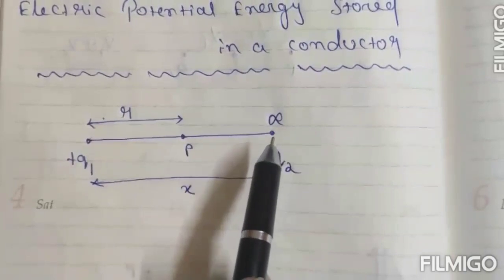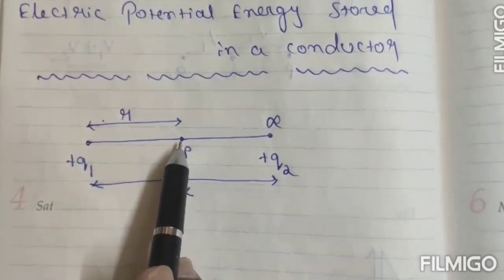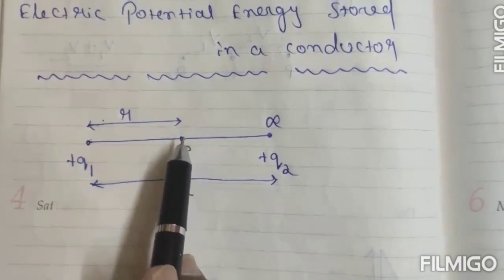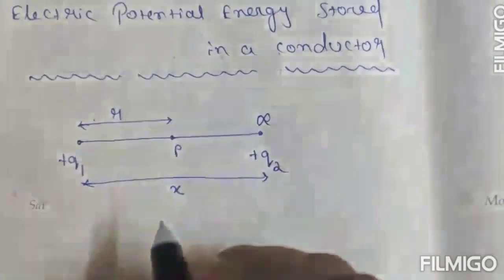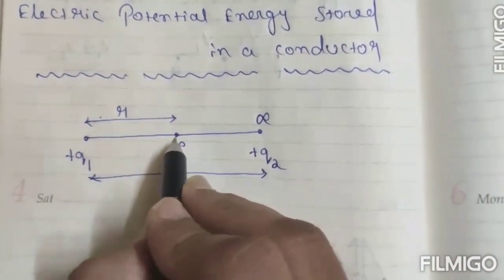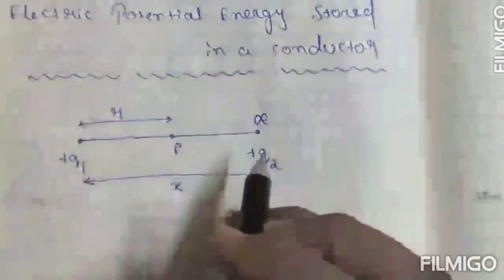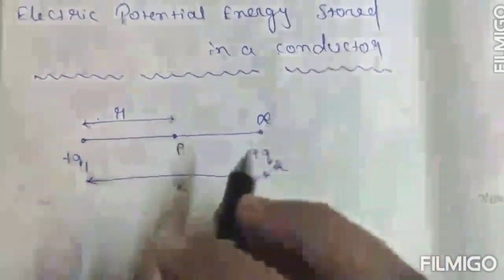right? If I bring this plus Q2 charge to this point, let us, for example, stick it with a pin. Both the charges, this plus Q1 and here plus Q2, let us stick them with a pin. So if I remove this pin, what will happen?